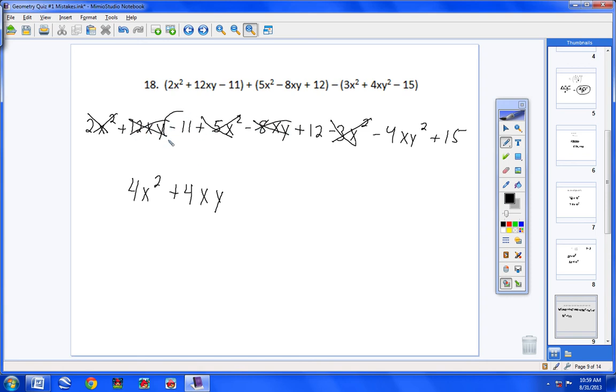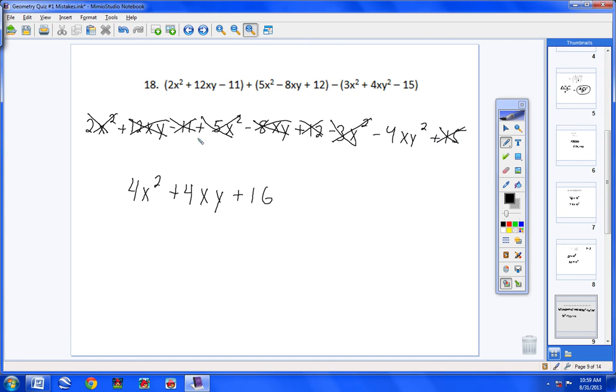Now here's a constant term. Any other constant terms? Here's one. Here's another one. Those 3 are all constant terms. They have no variables with them. So a negative 11, positive 12, positive 15. That would be a positive 16. Now hopefully your sign numbers are good enough that you don't need a calculator, but if you do, that's fine. It would be a positive 16.